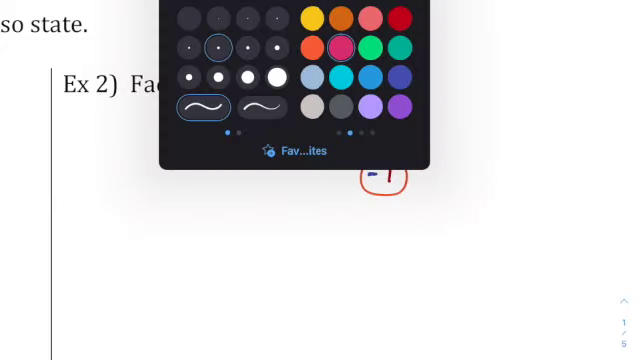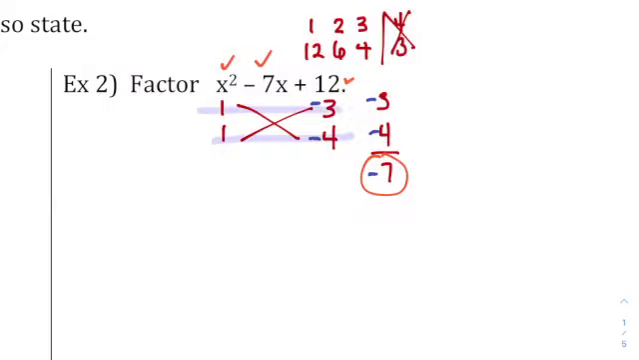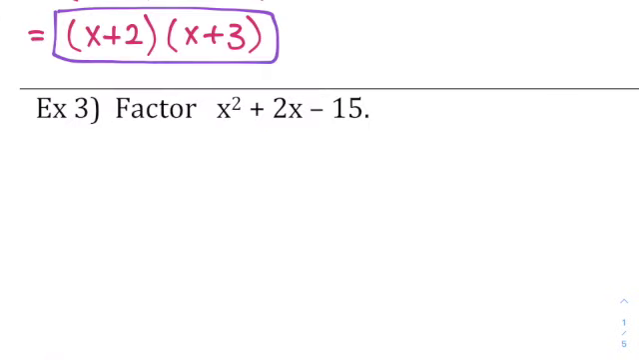And the answer again is going to be written sideways. When you write it sideways, it's going to be x minus 3 and x minus 4. That's how you do factoring. Let's try one more. I hope by now you guys can see the pattern start to come out.